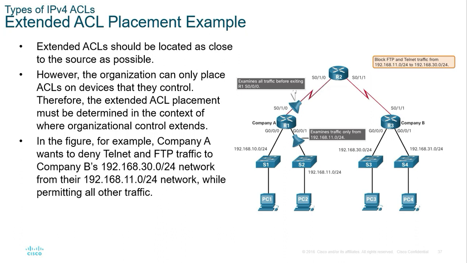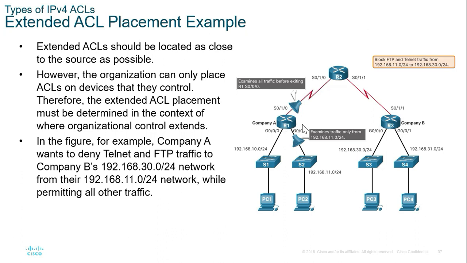Dalam topology ni, kita ada dua organisation, company A dengan company B. Company A wants to deny telnet and FTP traffic to company B's 192.168.30 network from their own 192.168.11 network. And all other traffic should be permitted.